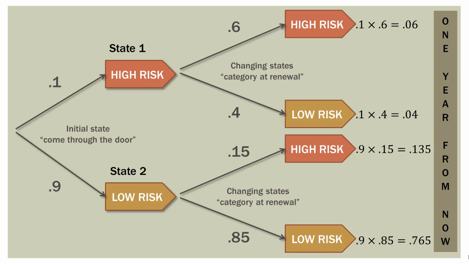So someone can come in and go high risk to high risk, they can come in high risk and go to low risk, or they come in low risk and they get a ticket, so they go high risk, or they come in low risk and stay low risk a year from now, and those are the probabilities there on the right. And of course, what do you think those probabilities add up to? They add up to 1, okay? So all of our probability has to be accounted for to add up to 1.